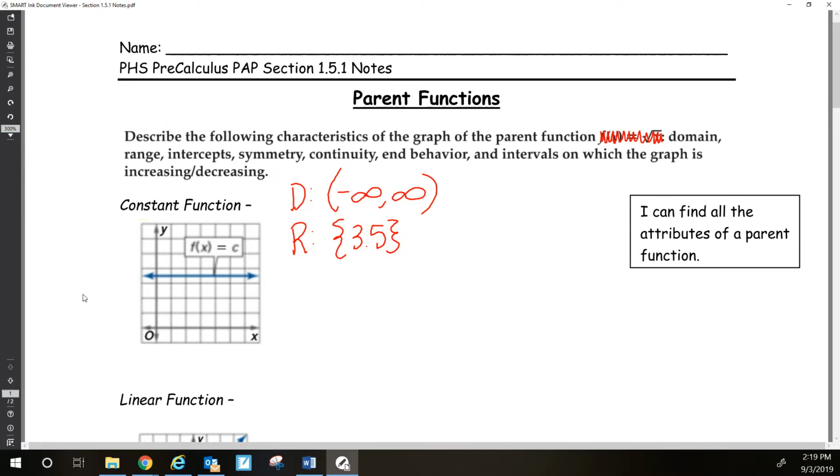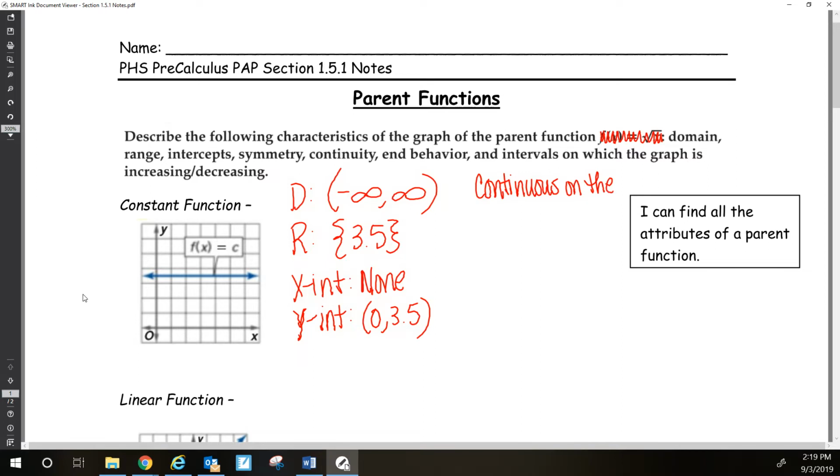Do we have an x-intercept? No. So no x-intercepts. Do we have a y-intercept? You betcha, right? Wherever that c value is. So in this case, our y-intercept would be (0, 3.5). All right, is it continuous? Yes, we have no breaks, no jumps, no infinite discontinuity, so it's continuous on the entire domain. Or you could say continuous on negative infinity, positive infinity.